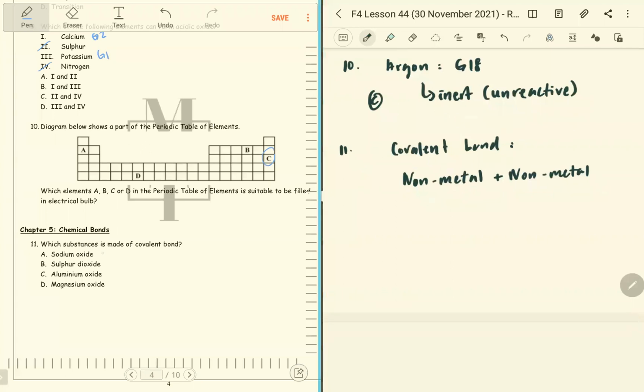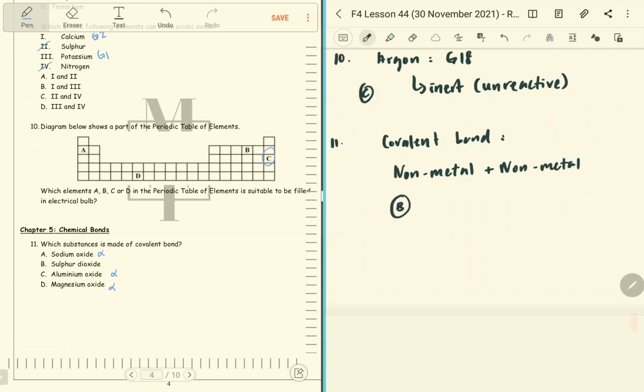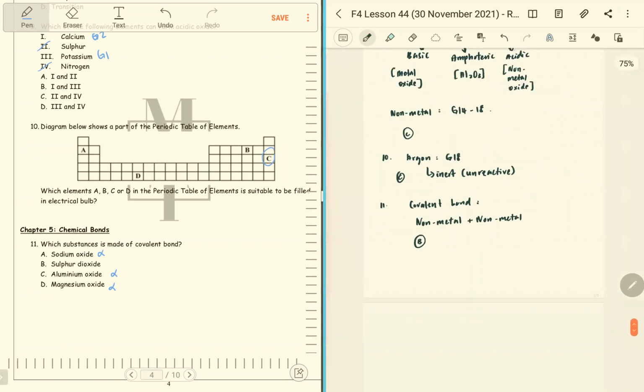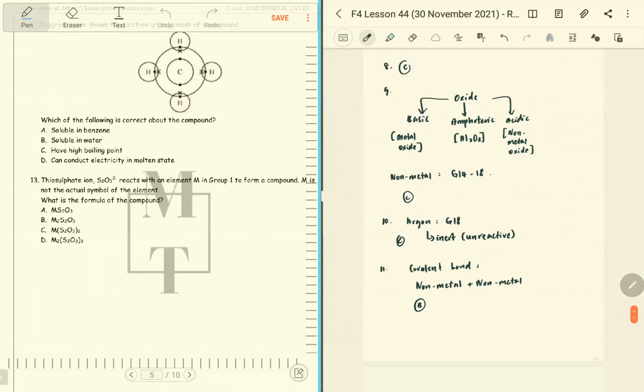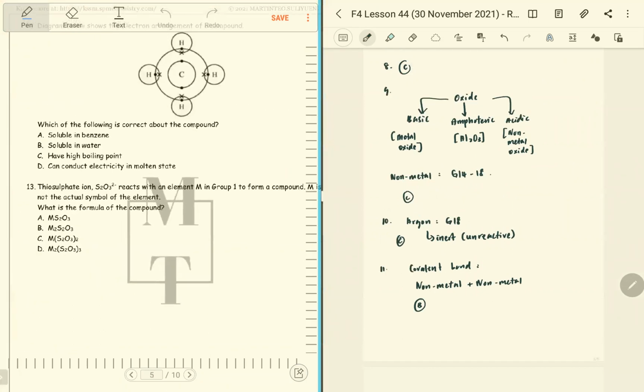So sodium oxide is not it, because sodium is in group 1. Aluminium is not it and magnesium is not it. So we know the answer is D. Okay, easy. So next page. Okay, about a few minutes for this one.